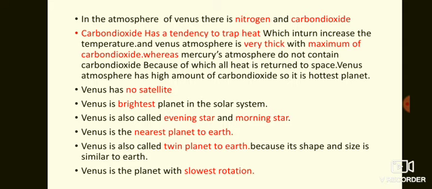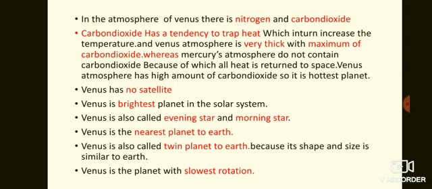Whereas Mercury does not have carbon dioxide in its atmosphere. Since there is no carbon dioxide, the atmosphere of Mercury does not trap the heat. Whatever heat it receives from the Sun returns back to space, because it does not have carbon dioxide. So that is the reason why Venus is the hottest planet and Mercury is the second hottest planet in the solar system.